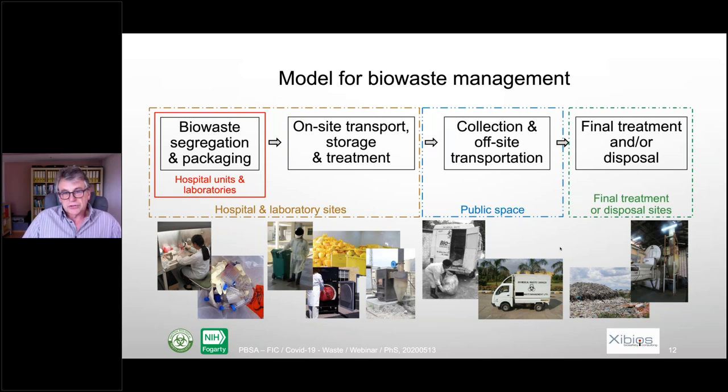It's very important to understand that, to look at the whole picture, because sometimes if we want to modify things in the laboratory, we need to take into consideration what is done with the waste after that. Similarly, the people who collect and transport the waste need to know what is done in the lab, to know if the waste is still hazardous or not.